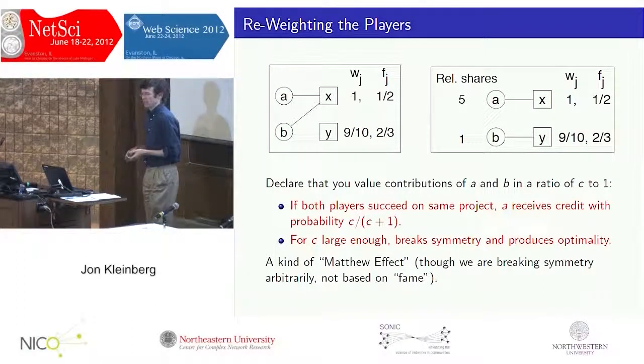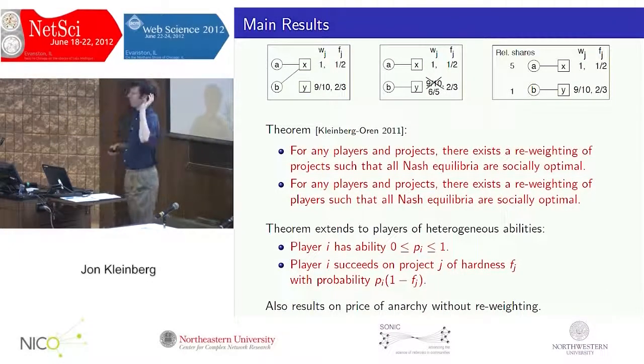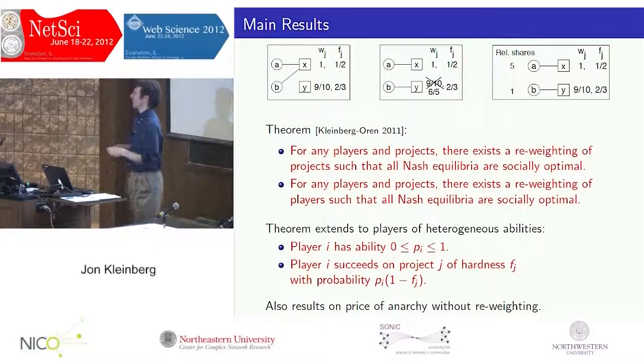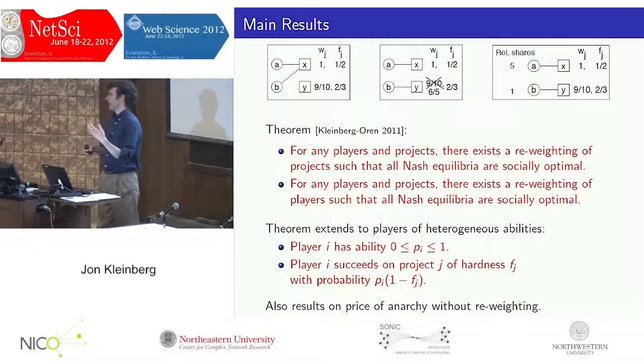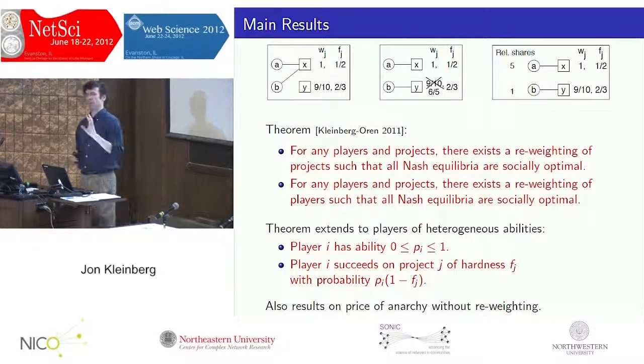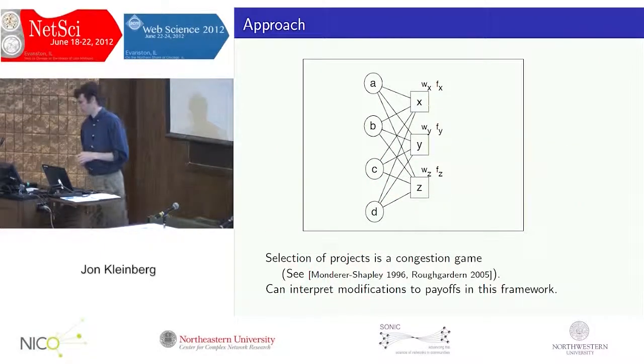Right? That's the message. And so these are just a series of examples, but I'm skipping the sort of theoretical part of this work, which is actually a theorem that says for any set of players and projects that you set up this way, there's always a reweighting of the projects or a reweighting of the players so that you can achieve social optimality. And typically, that will be a rather unfair reweighting of things. Okay.